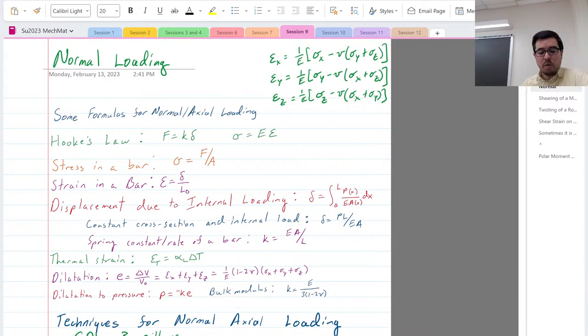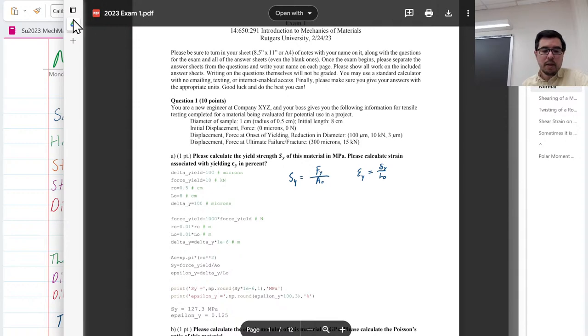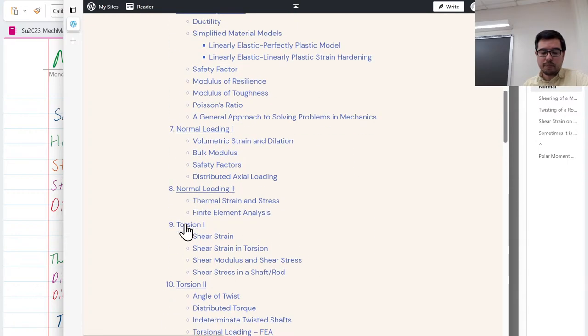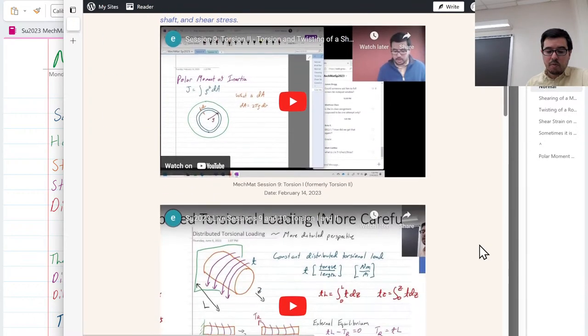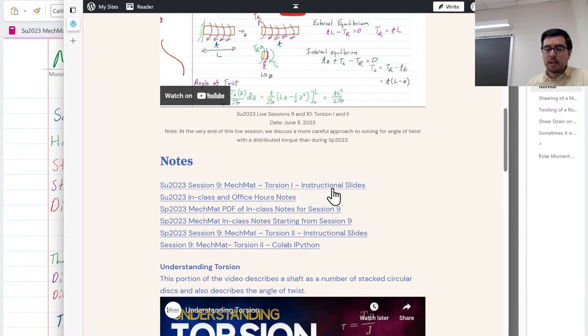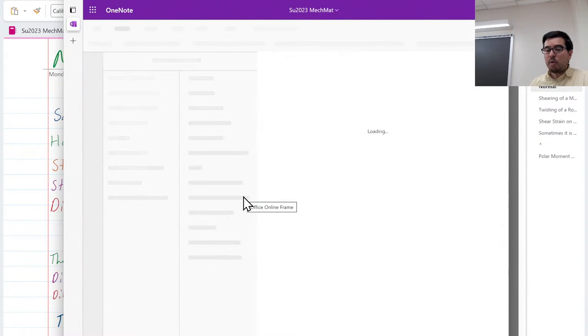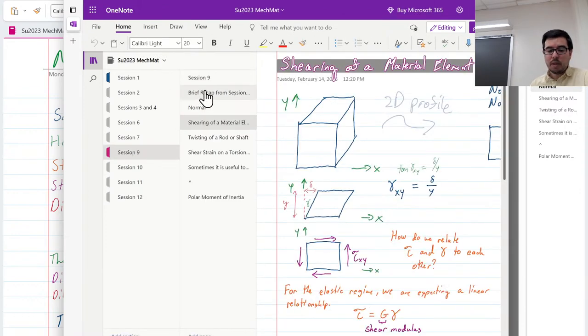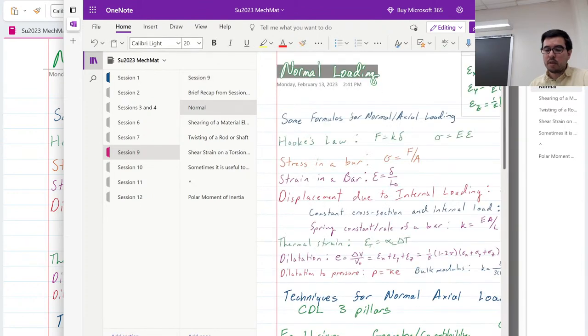Okay, so if you go to the pages that we've gone through so far, for example torsion 1, what you should find, if I did it right, is that you have the slides. This is a PDF, and then this is the in-class and office hour notes. So most everything that I've written is recorded somehow. If you click on that link, it opens up OneNote, and if you click on session 9, it should come up, right here. Sometimes we have some scribble scrabble, some notebook-based notes here, and we also have the slides.